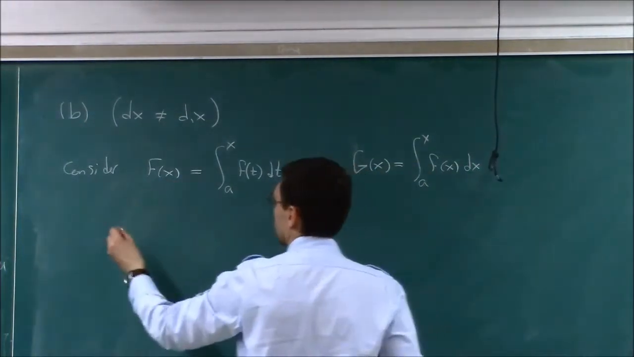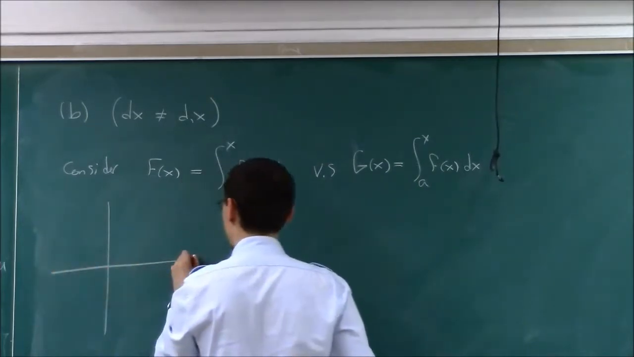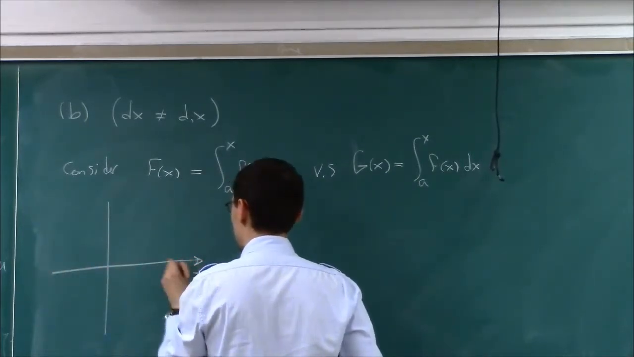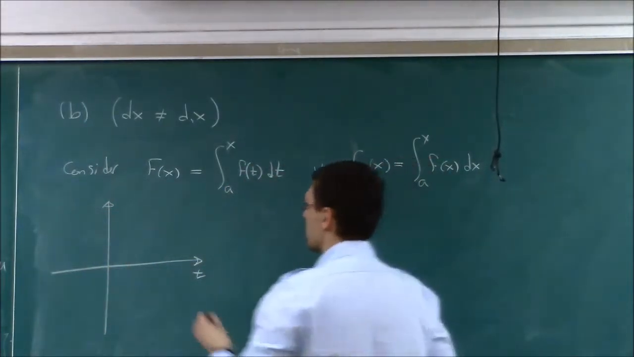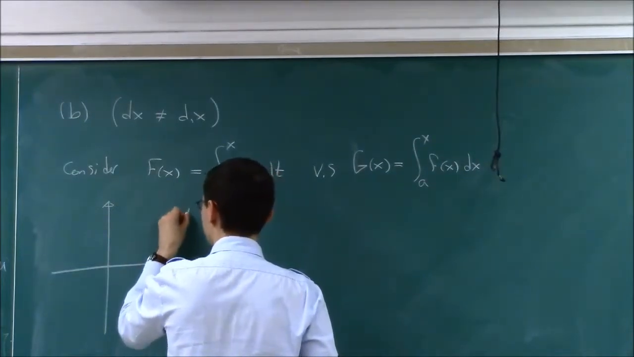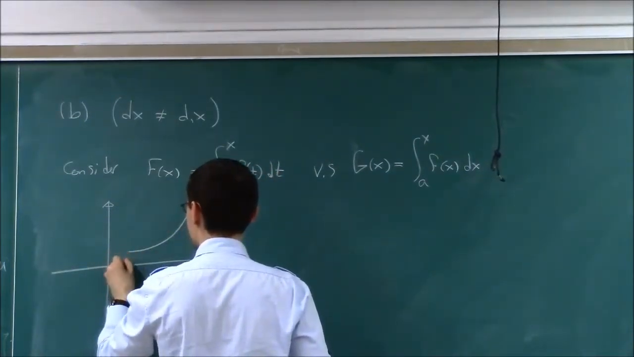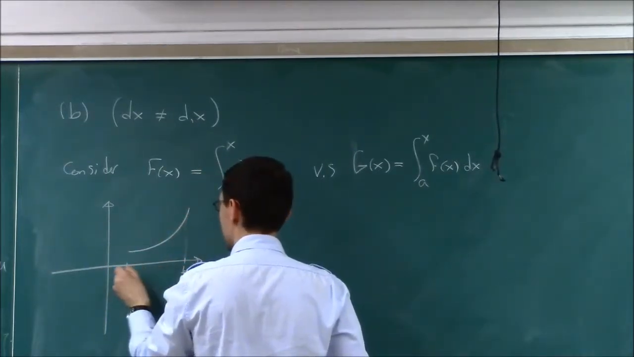So in the first case, here is the t-axis, here is whatever the y-axis may be. So here is the curve. Let's draw maybe a simple curve like a parabola. This is A. This is B.